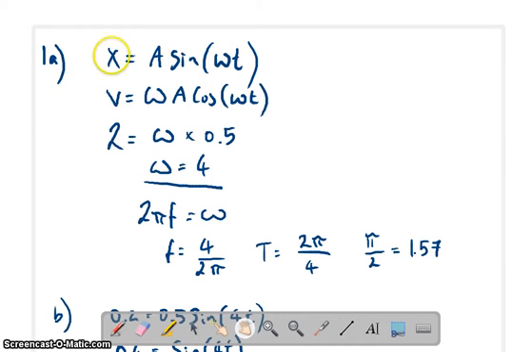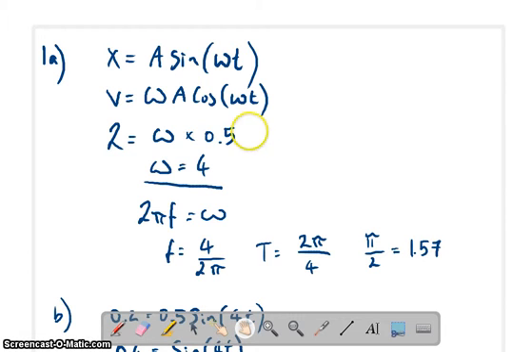Okay, so we're starting with x equals a sine omega t, v equals omega a cos omega t, and the question says a particle is moving in a straight line with SHM. The amplitude of the oscillation is 0.5 meters and P passes through the center of oscillation O with speed 2 meters per second. Calculate the period, and calculate the speed when OP equals 0.2 meters.